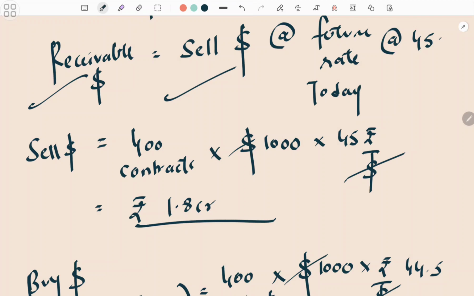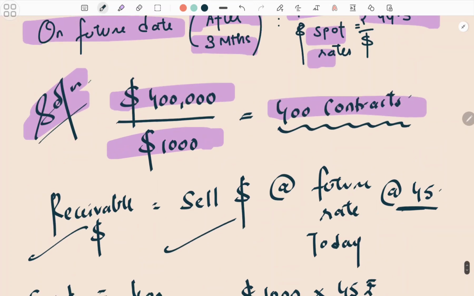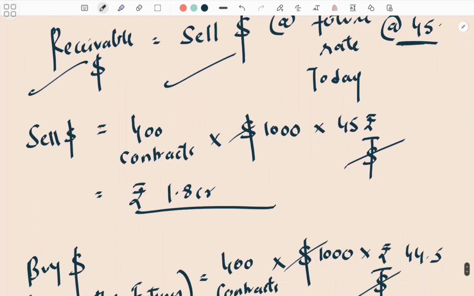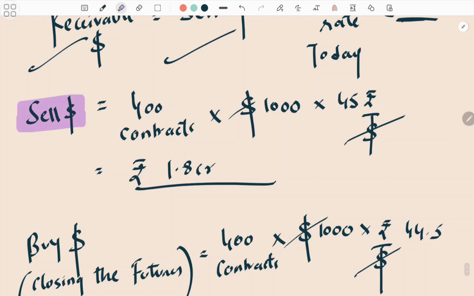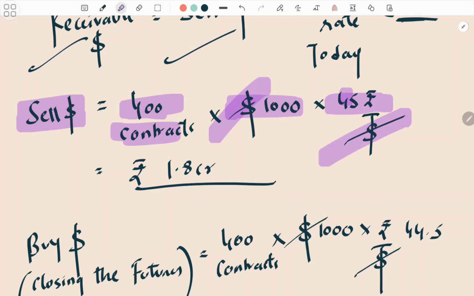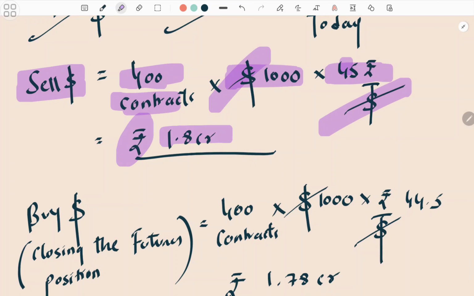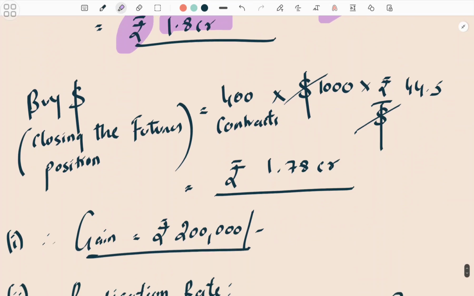So in order to hedge the risk, I'm entering into a future contract today at the future rate of 45. I'm selling these. How many contracts? We've just calculated 400 contracts I'll be selling at 45, and one contract size is $1,000. So I'll sell dollars, 400 contracts, one contract size is $1,000, and I'll sell at 45 rupee by dollar. Now this dollar goes, I'm left with rupee 1.8 crore. This is the future contract value. Got it? Now after 3 months on maturity, I have to close the open future positions.